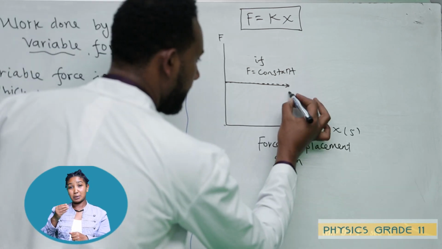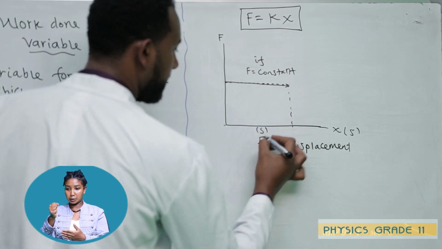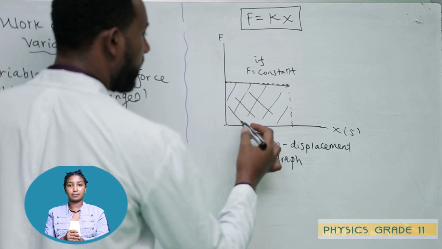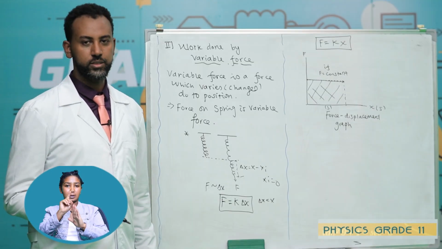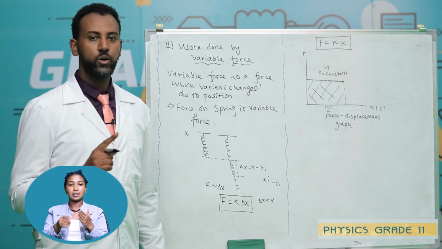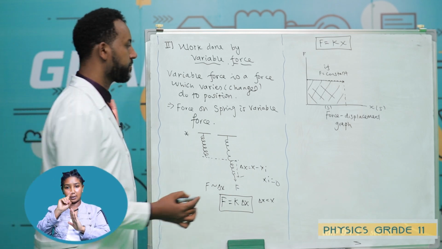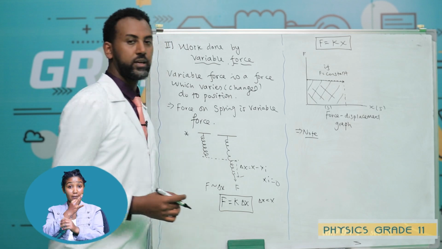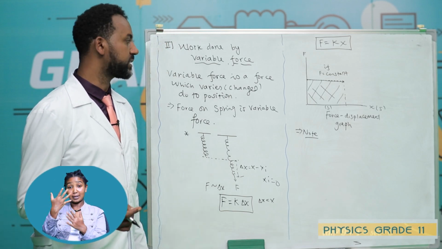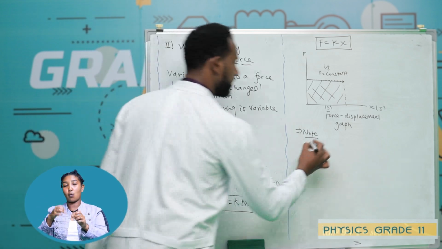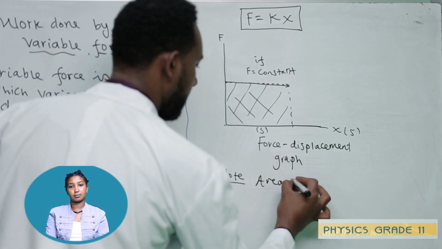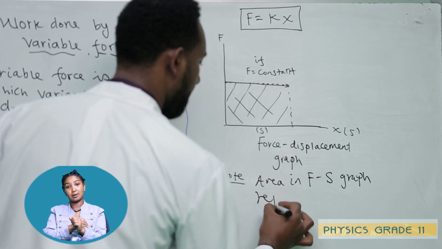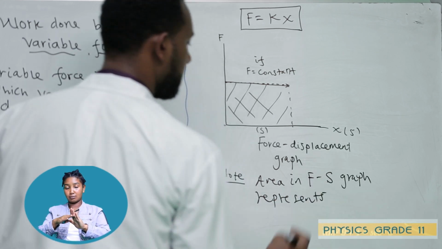The displacement might be here. This is s, or we can take it as x. You can find the area here. What does this area represent? Students, try this please. What does the area on a force displacement graph represent? Well, note here, in the force displacement graph, the area represents work.